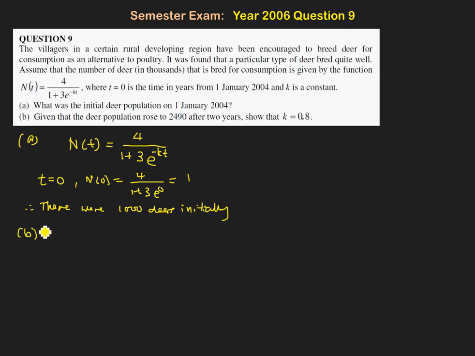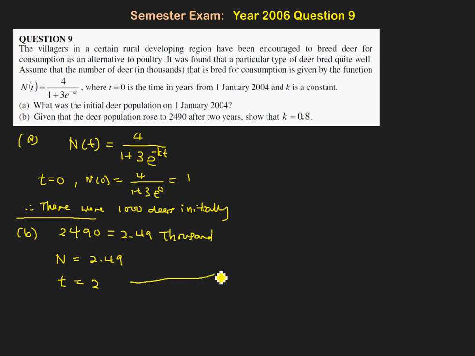Now in the second part, given that the deer population rose to 2,490, so 2490 is equivalent to 2.49 thousand, right? So that means we will let N be 2.49 and time as 2, because after 2 years. So our job is to show that k is 0.8. It will be approximately 0.8, I suppose.